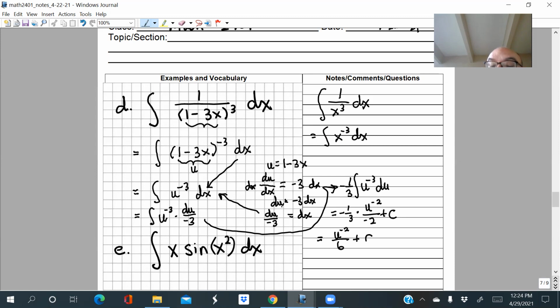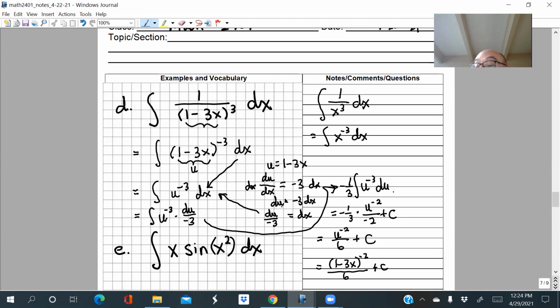Plus a constant. Now, the last thing is, remember, I didn't start with the variable u, right? I started with the variable x. So we have to clean up our substitution because I've got to get back to x's because that's what I started with. But that's easy because u was 1 minus 3x, right? So wherever I see u, I'm just going to convert that back to 1 minus 3x. So I have 1 minus 3x to the minus 2 over 6 plus a constant.